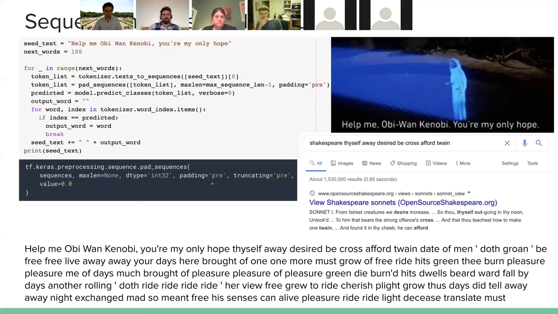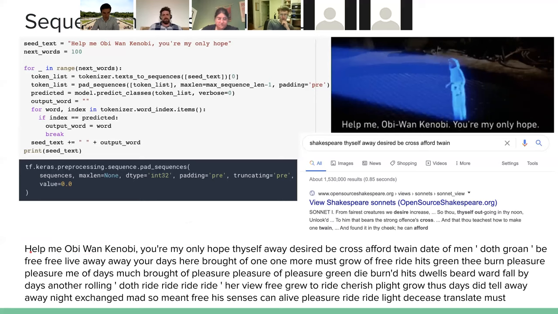If you look at the pad sequences documentation, it will truncate by default to pre. So once we reach that max sequence length, basically we'll move a window. We'll have a window of max sequence length. Let's say it's 10. So when we reach 10, we have 1, 2, 3, 4, 5, 6, 7, 8, 9, 10. Maybe 10 is not a good one, let's say 12. When we reach 12 and we're trying to predict the next word, we're going to drop "help". We'll start from "me" all the way to "desire". So we have a moving window of max length.